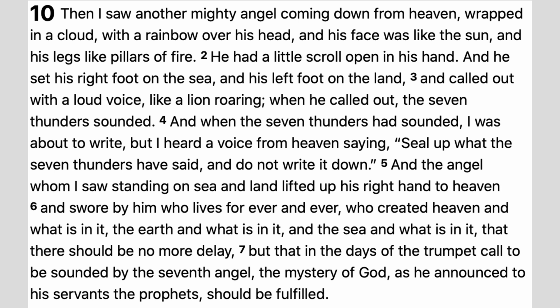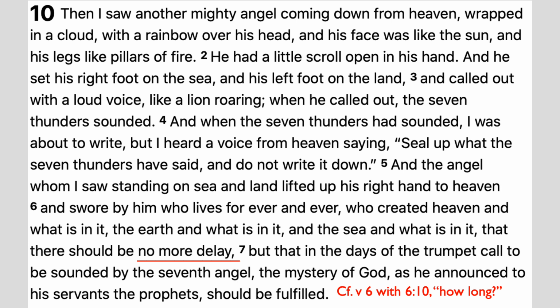What I'd like to emphasize here as we look at verse 6 of this chapter is that there's going to be no more delay. That there should be no more delay, but that the trumpet call that would be sounded by the seventh angel would fulfill the mystery of God.